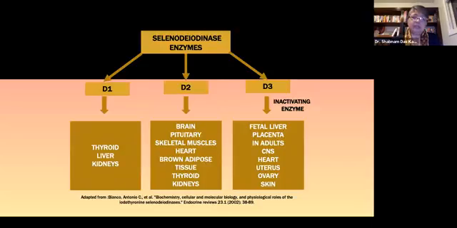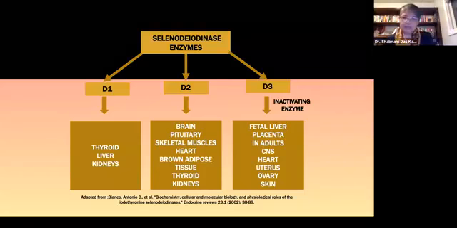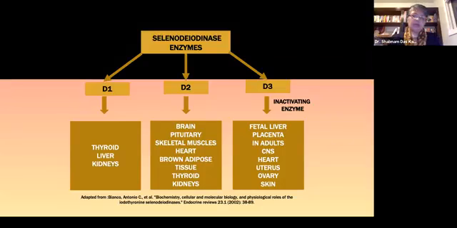So again, the selenoiodinase enzymes are the important ones. As you can see, D1, D2, D3. And D3 is important because that is the inactivating enzyme. And the thyroid, liver, kidneys, these are the target tissues. The other important thing is to look at D2. Type 2 deiodinase enzyme is very important in the brain. Now, why am I stressing that? You can check Dr. Antonio Bianco's website. His lab has done a lot of work on the deiodinase enzymes.